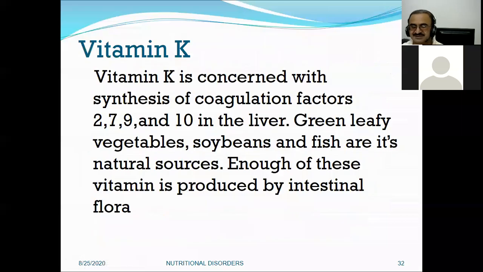Yes, the other fat soluble vitamin is known as vitamin K. Vitamin K is concerned with the synthesis of coagulation factors. You already studied this in your previous classes, physiology as well as biochemistry. It plays a role in coagulation factors 2, 7, 9, and 10 in the liver. So this is very important in the coagulation or clotting system of the body. It mostly occurs in green leafy vegetables, soybeans, and fish. These are the natural sources. Enough of this vitamin is also produced by the intestinal flora.